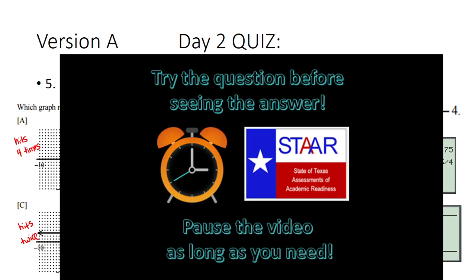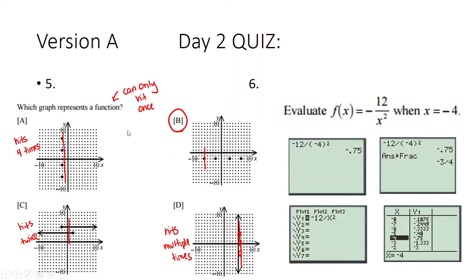Here comes 5 and 6. For 5, we're looking for a function, so it can only hit once. The only graph that does that is b.